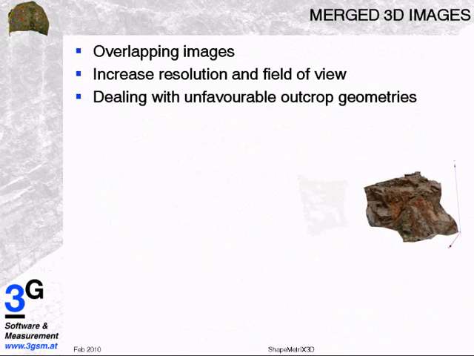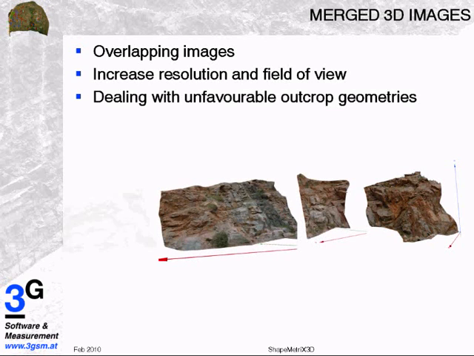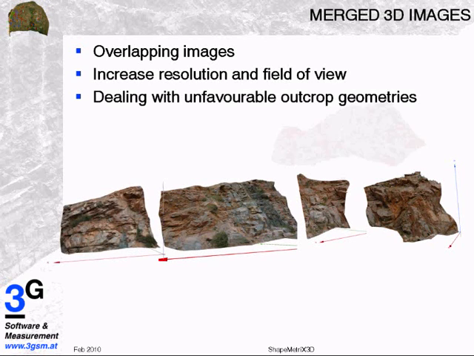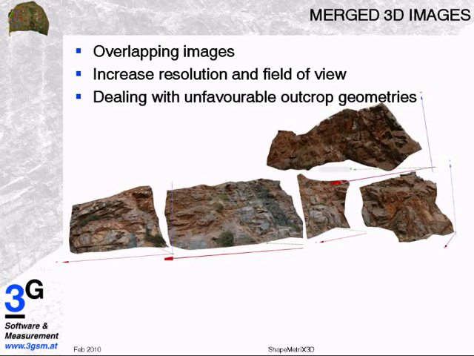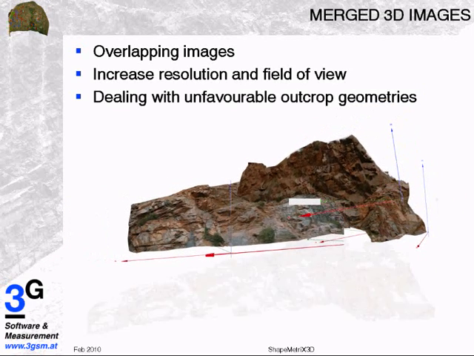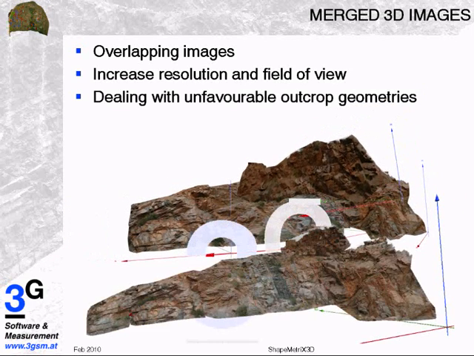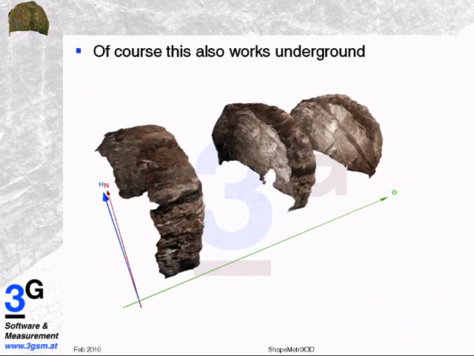For more complex areas, overlapping photographs can be used, and the software uses common topographic and image information in order to align the pictures to each other to get a so-called merged 3D image. This can be done, of course, also on the ground.